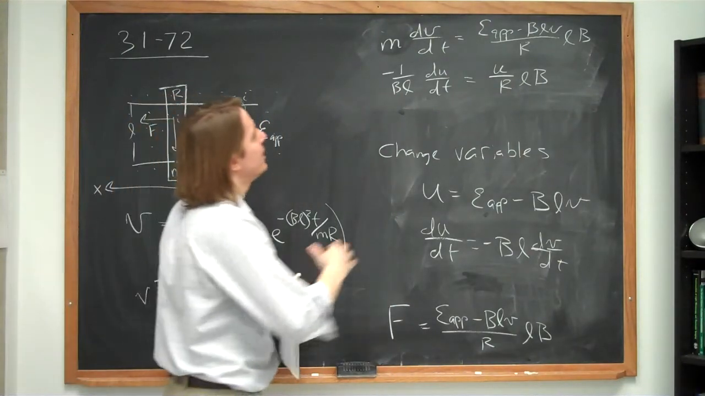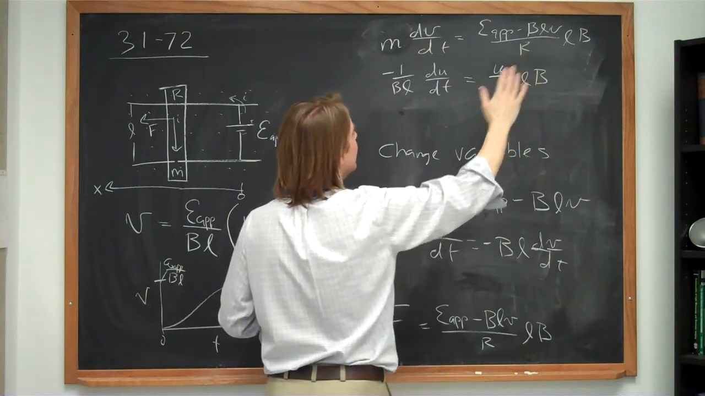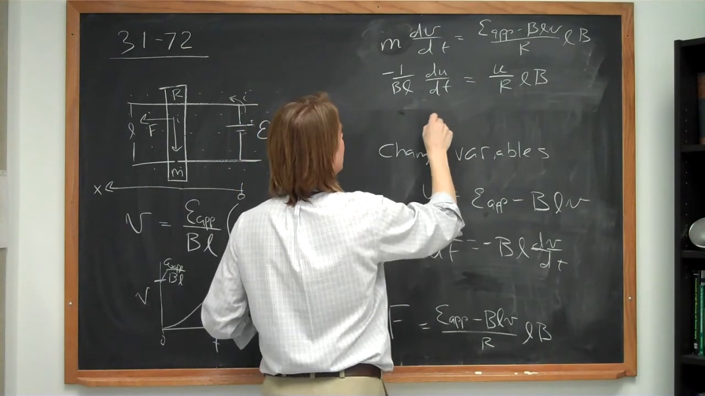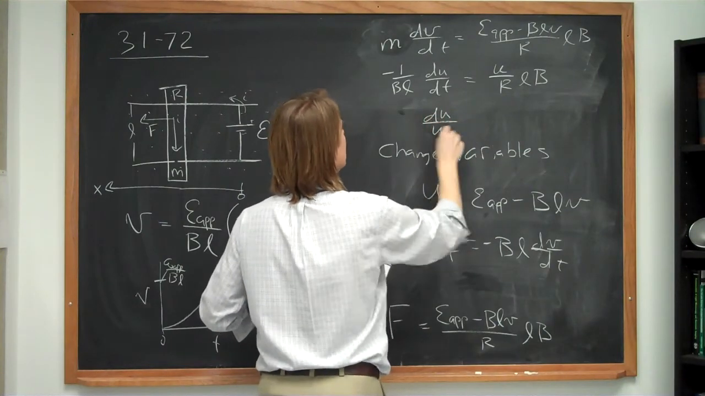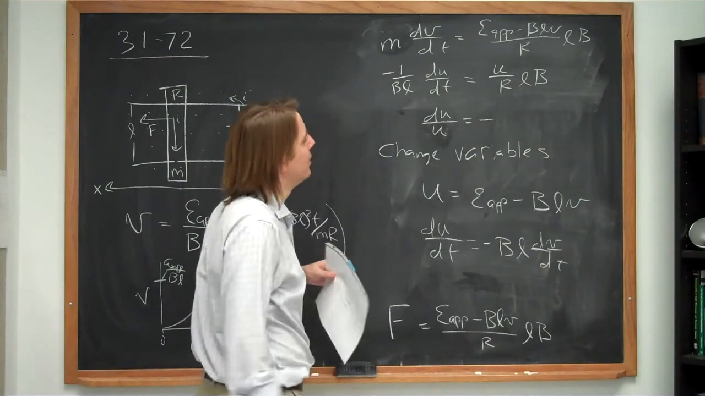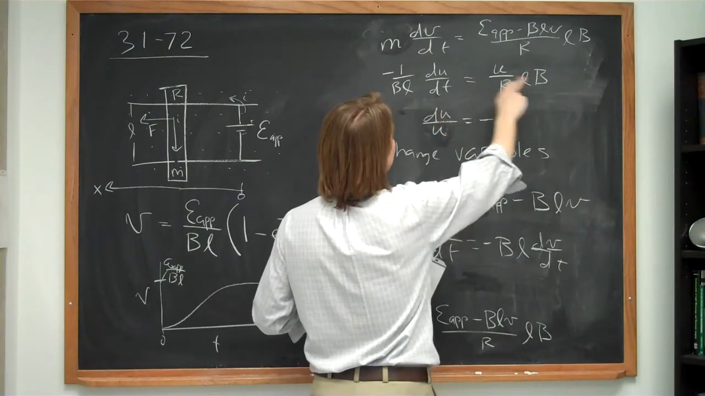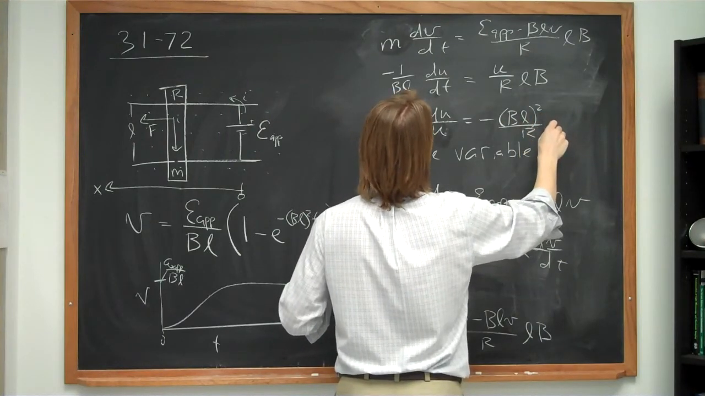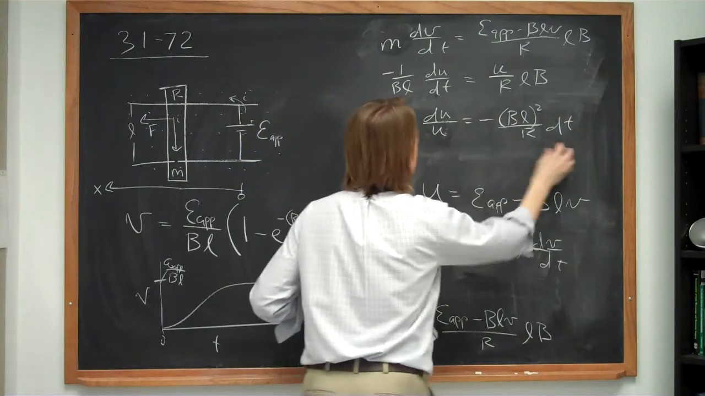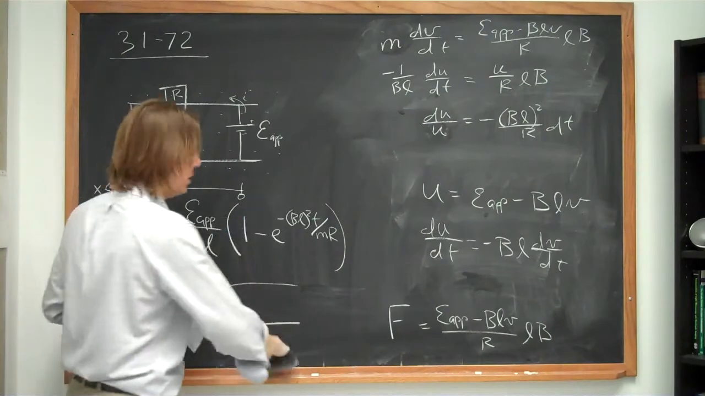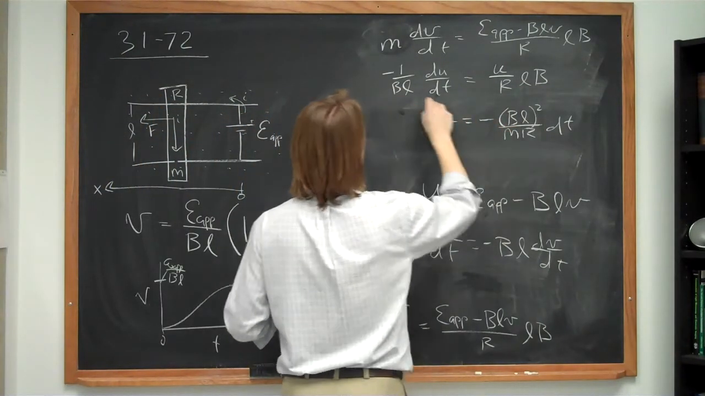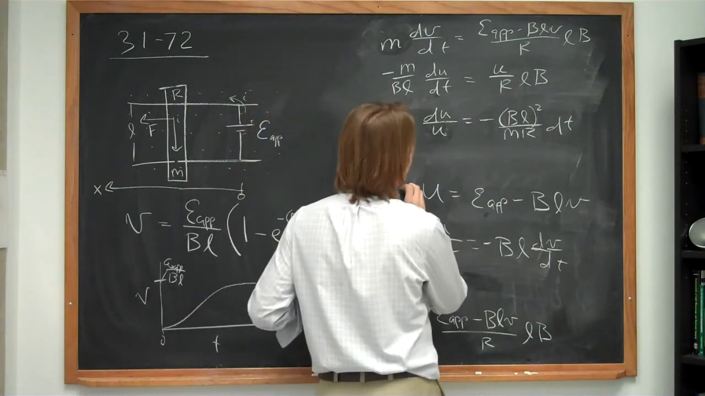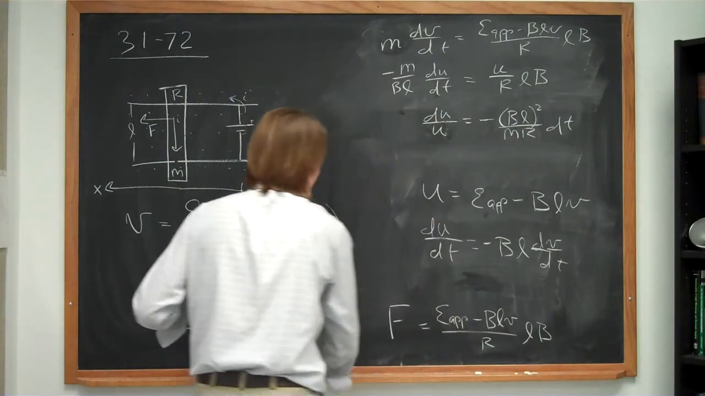And now we can get all the u's on this side and the t's on that side. So we can get this down to du over u, right, this came over here, equals minus, we'll put everything else on the other side. What's going to come over there? BL, there's another BL squared over R, and then there's a dt. So du over u equals minus BL squared over M R dt. So there we go. Now this is a differential equation that we can deal with, because we can integrate both sides from some initial condition to some final condition.